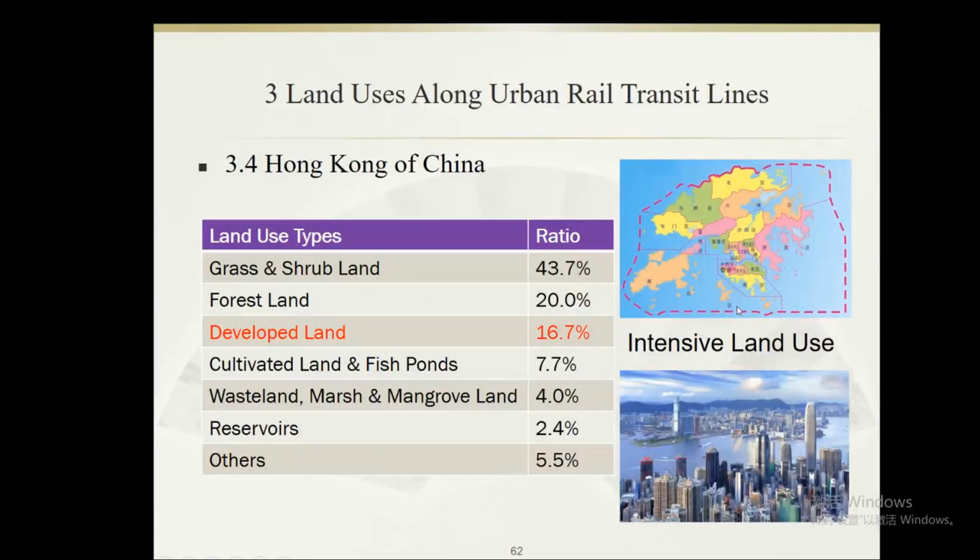The last case of land use along urban rail transit lines, Hong Kong of China. This is Hong Kong. Very intensive land use area. But first of all, I need to tell you that the developed land in Hong Kong is only about 16% of the whole area of Hong Kong, in order to protect the environment. The other over 80% of the land is grassland, forest land, cultivated land, water, reservoirs, and others. Only within this about 17% of the land did they develop the Hong Kong urban area.